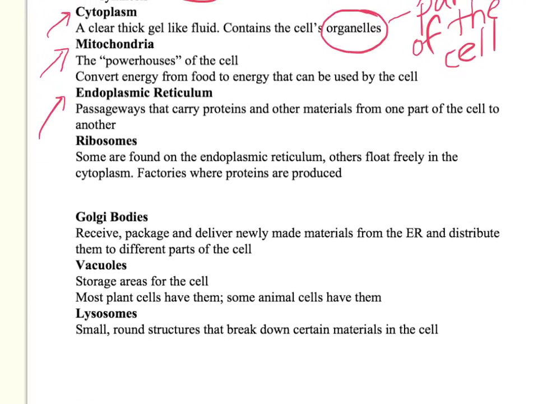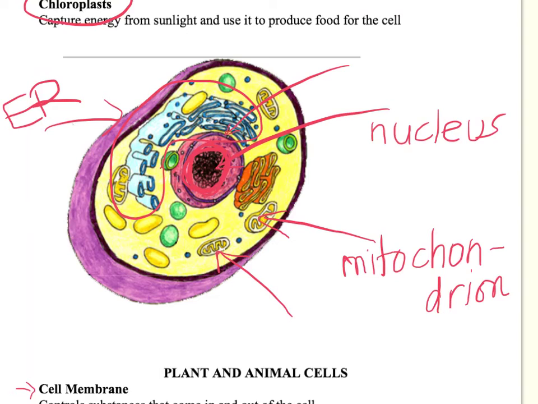Ribosomes, we kind of talked about. Like I said, some are found on the endoplasmic reticulum and others float around in the cytoplasm. The ribosomes are really important to make proteins. If we look at the animal cell, the ribosomes are these little circles all over the place. Some of them you can see are found on the endoplasmic reticulum, and some of them are free all over the cytoplasm. So these are ribosomes.